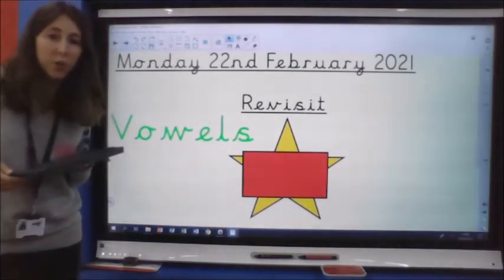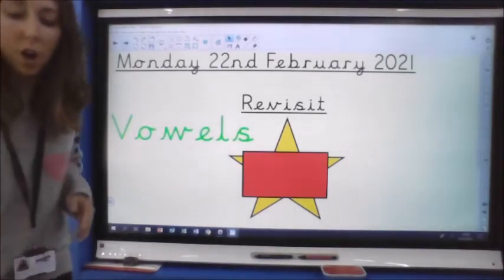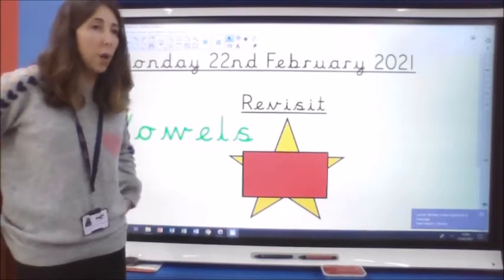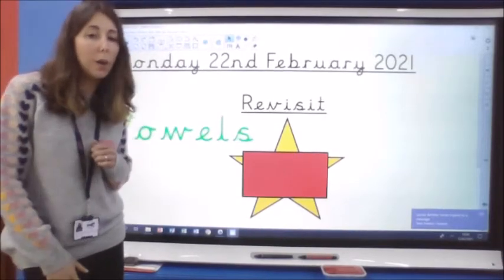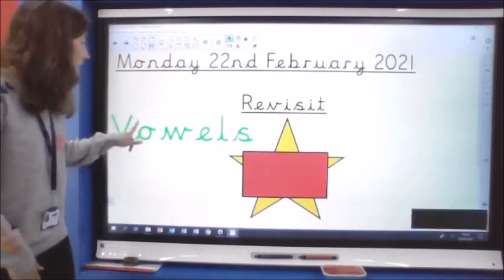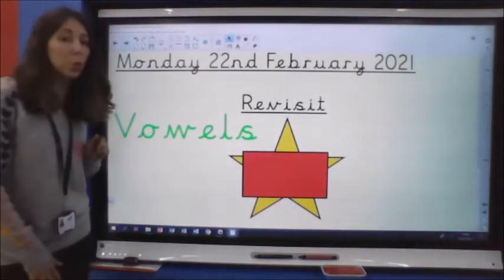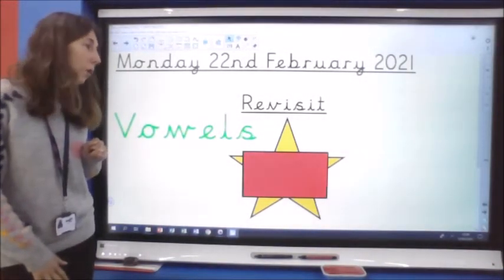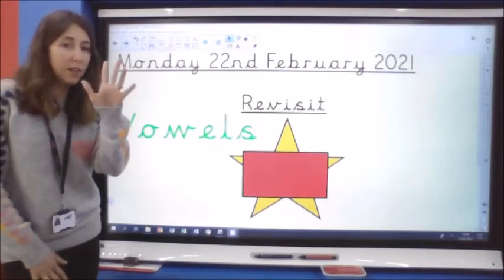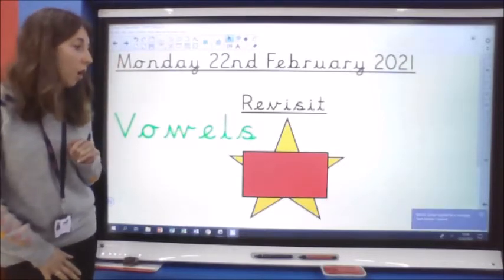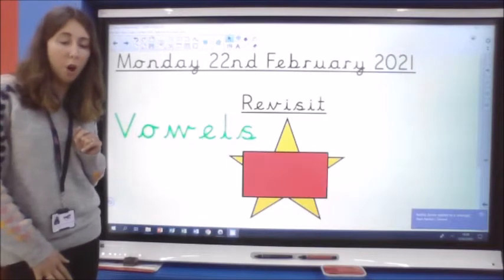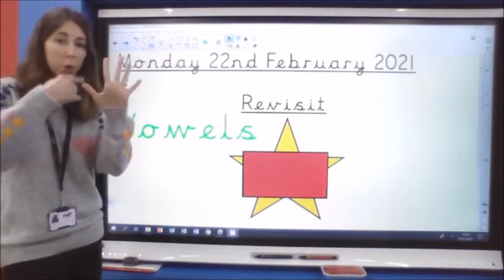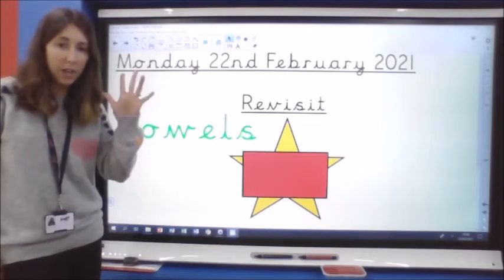Okay, right, we're going to have another quick revisit of a sound that we thought about before half term, but not most recently. It was a couple of weeks ago. We started thinking about vowels. Tell your grown-up, shout out to me what our vowels are. 5 letters in our alphabet which we know are vowels. Which ones are they? A, E, I, O, U. Do you remember them? A, E, I, O, U.